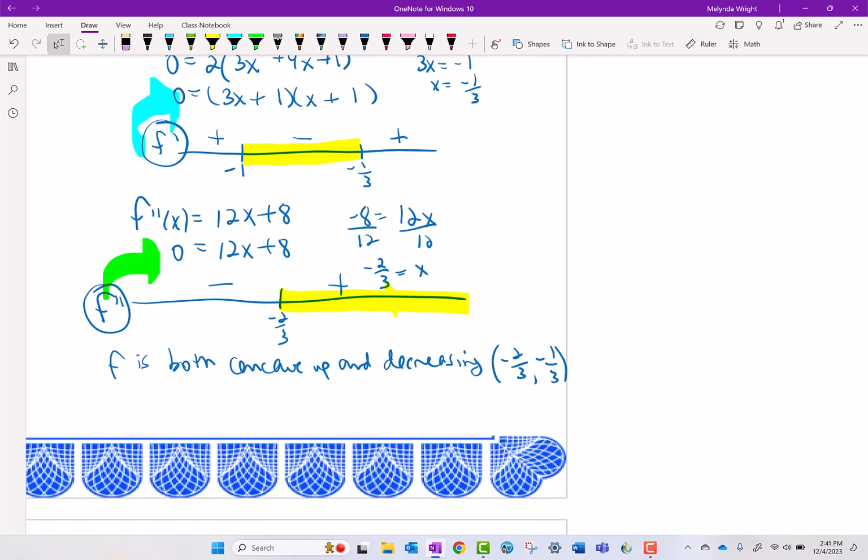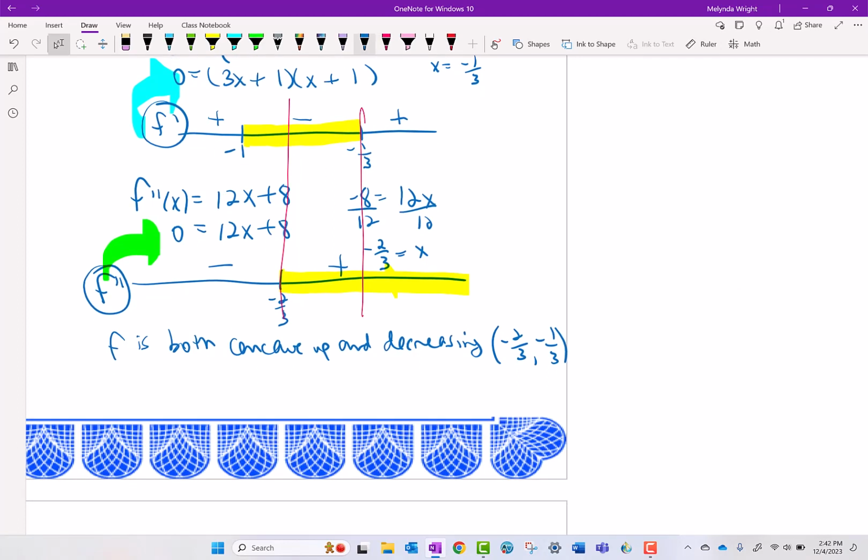It would kind of be like this if we were to draw it. So from here to here is where they overlap. Those two scenarios, concave up and decreasing. And we need to say why, because f double prime is greater than 0 and f prime is less than 0. And that would be our reasoning.